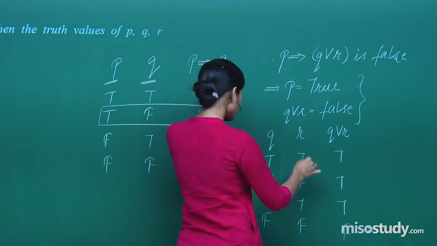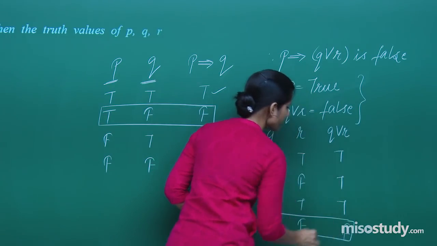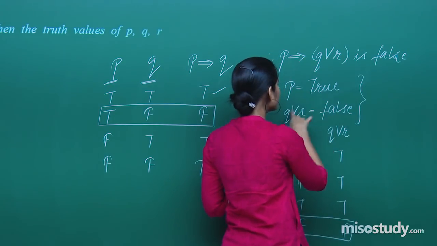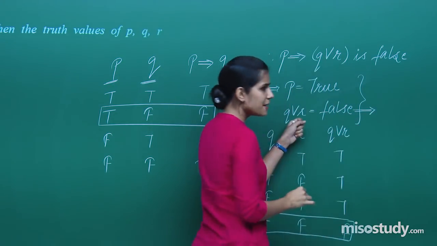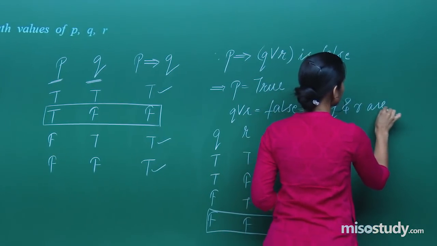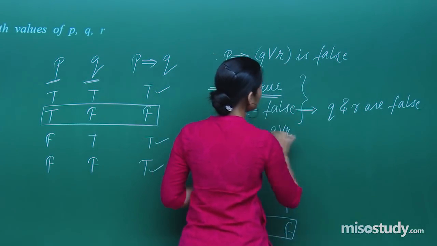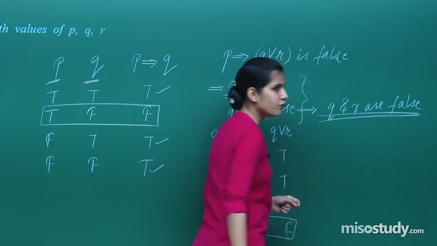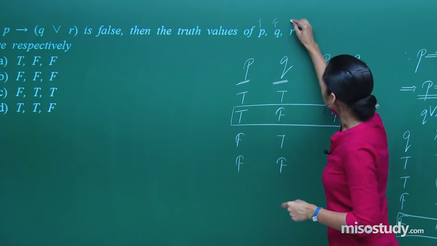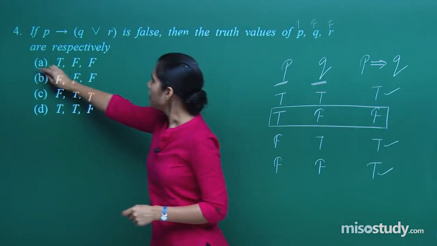It is given that Q or R is false, but Q or R is false only and only when both Q and R are false. So if this is false, that means P is true. This is false, but this can be false only when Q and R both are false. That means if this is false, this is true, and these are false, and therefore, what are the truth values of PQR? P is true, Q is false, R is false, for P implies Q or R to be false. So TFF is the answer.